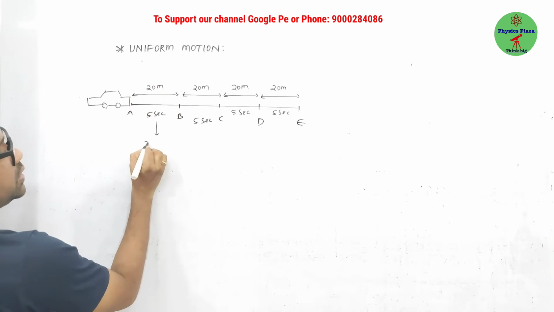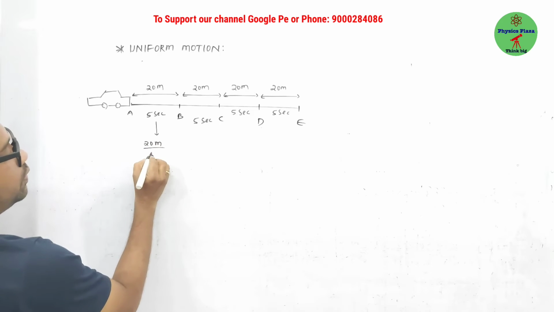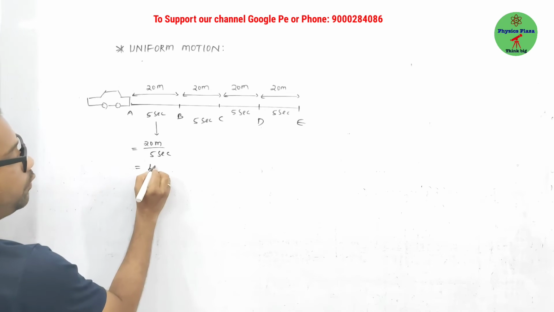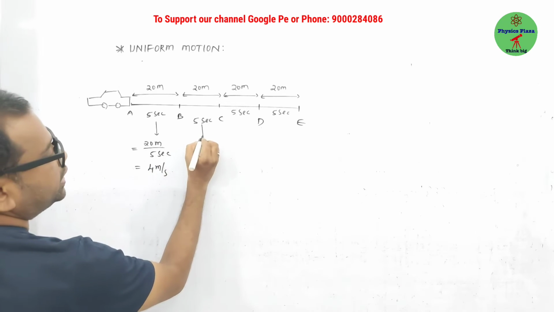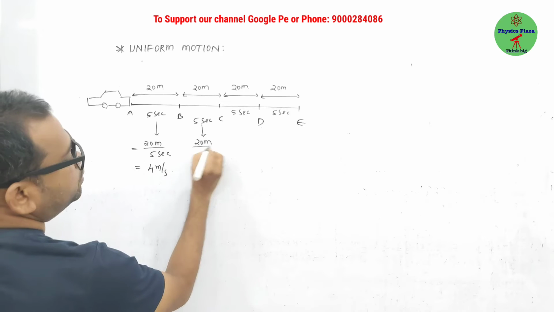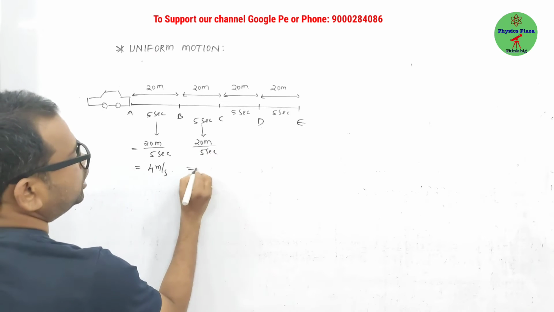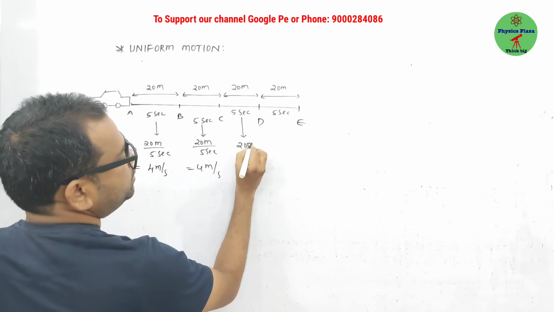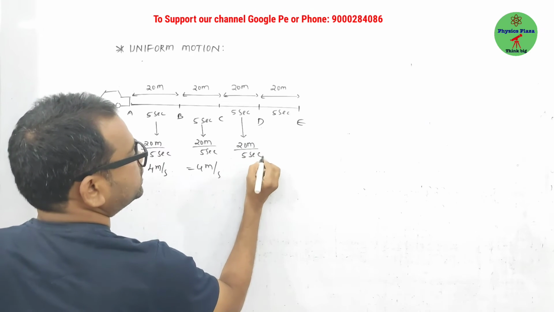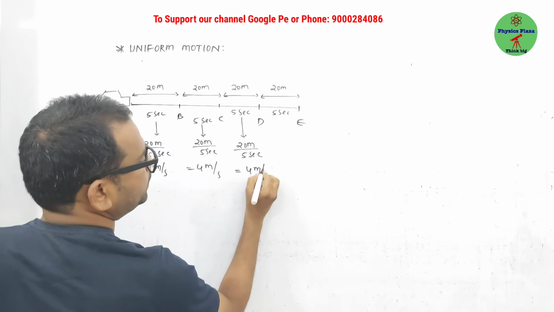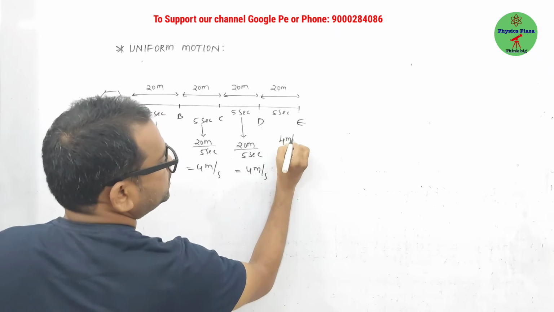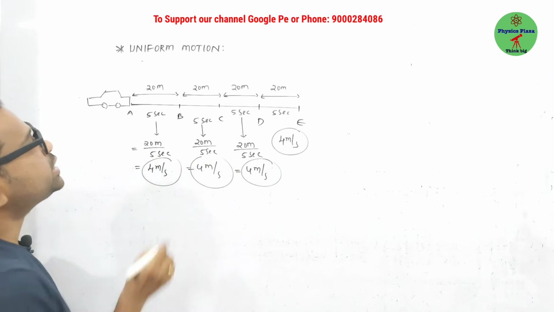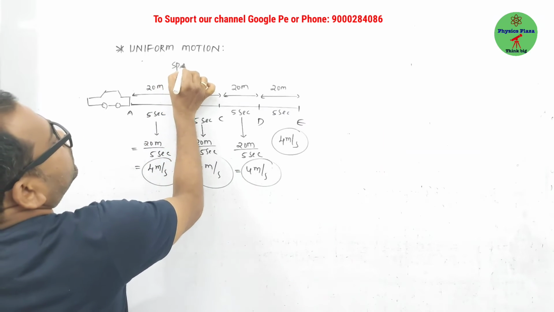Yes. So now let us calculate the speed of the vehicle between A and B. Distance by time, that is 20 meters per 5 seconds. So 20 by 5 is 4 meters per second. And here also you can calculate 20 meters by 5 seconds, it is going to be 4 meters per second. Here also 20 meters by 5 seconds, it is also 4 meters per second. Here also 4 meters per second. So you can notice the body has the same speed, meaning speed is constant.